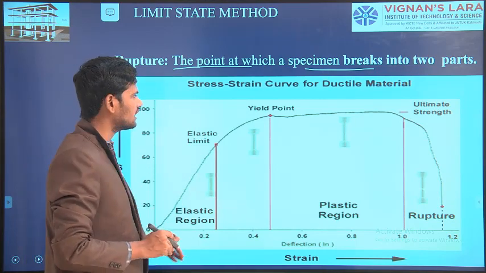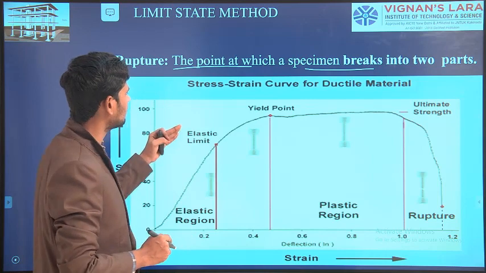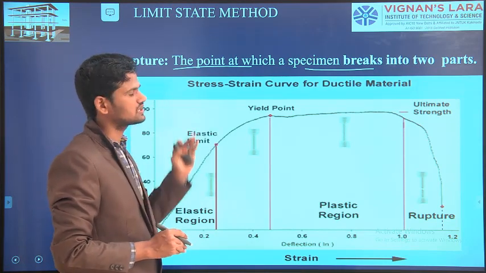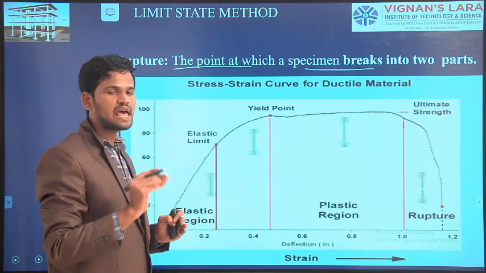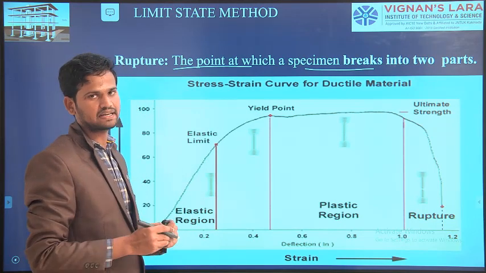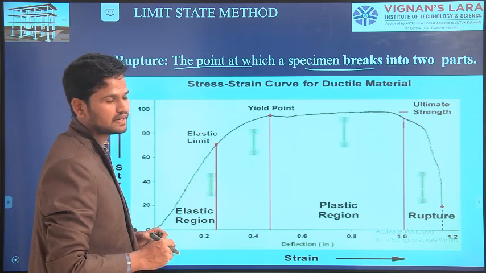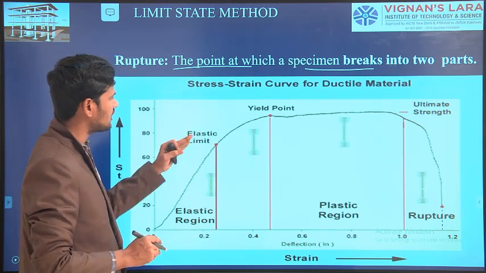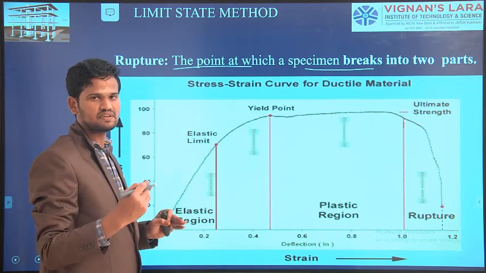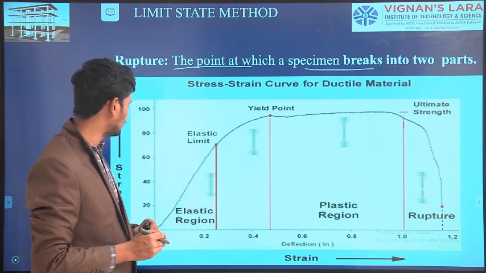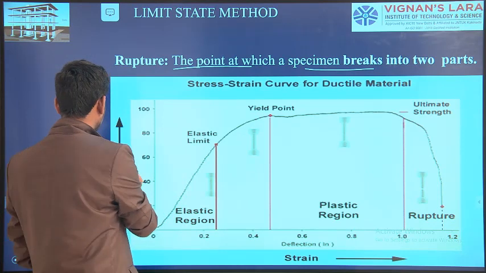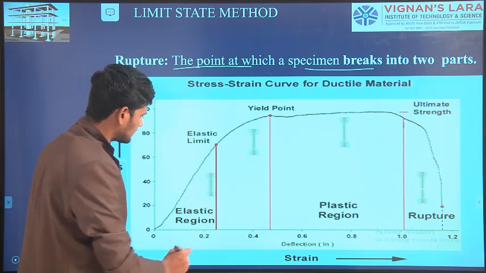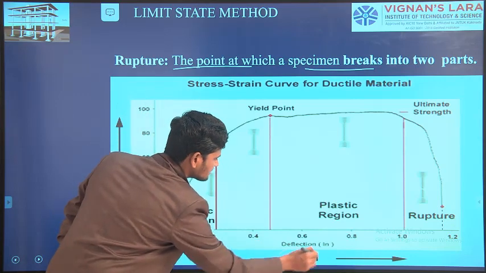Now observe the stress strain diagram for the ductile material. While discussing the stress strain diagram of a ductile material, I will explain what is meant by ductility and what is meant by brittleness also. This is the stress strain diagram for some ductile metal, maybe mild steel, copper or aluminum. On the y-axis I am taking stress, and on the x-axis I am taking strain.